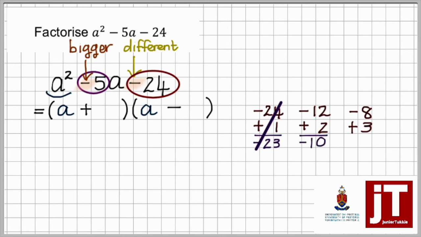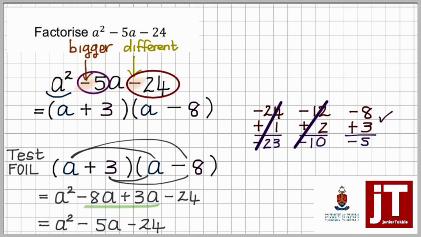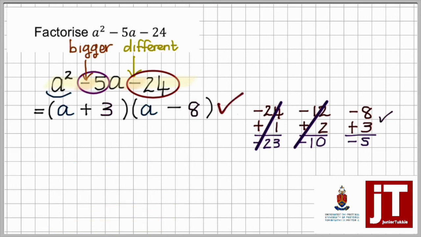The next is negative 12 plus 2. That's negative 10, so that's also not going to work. But negative 8 plus 3 is negative 5. So that is the set of factors that will work for this problem. Very important, your 8 and 3 can't go anywhere. The 8 must go where the negative sign is, and the 3 must go where the positive sign is. In writing this down, we have factorized successfully, but remember you can always test your answer, and if you find that you end up with exactly the same expression as you started off with, you know that you have factorized correctly.